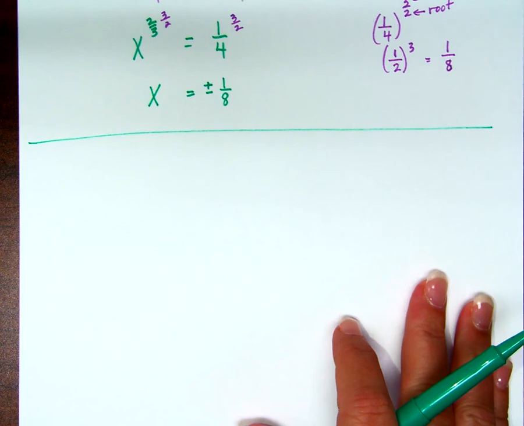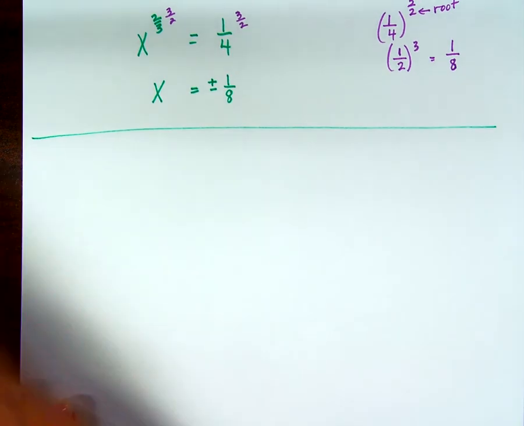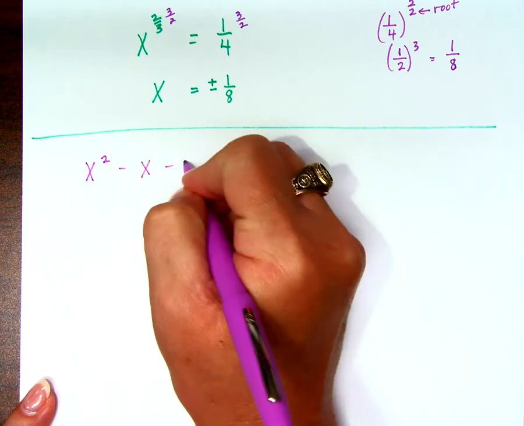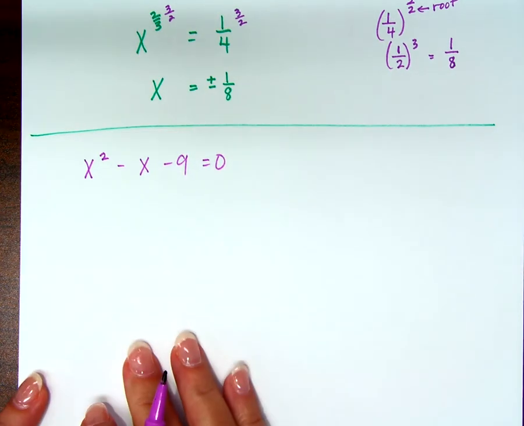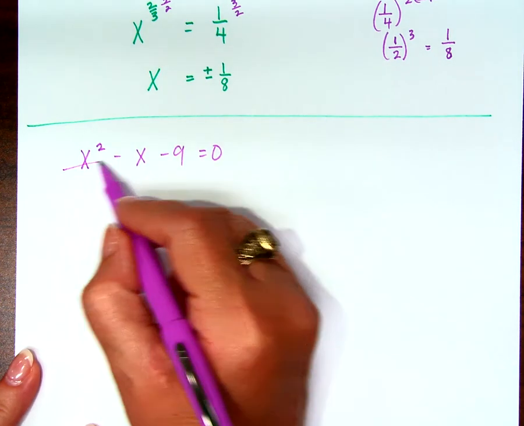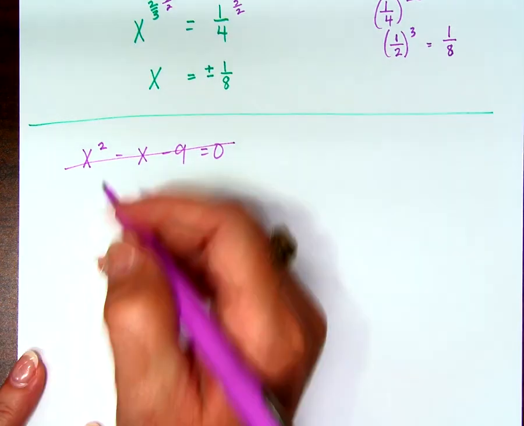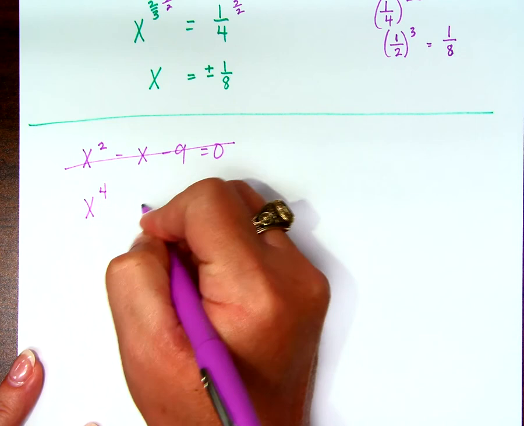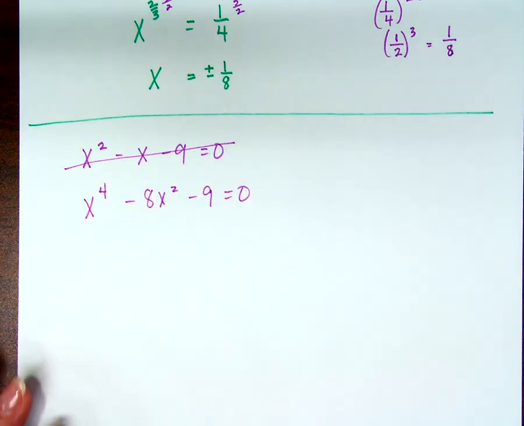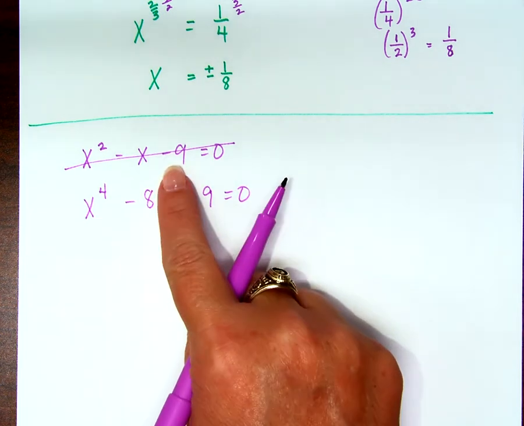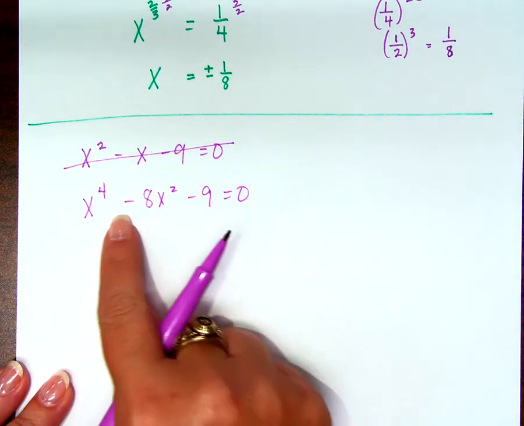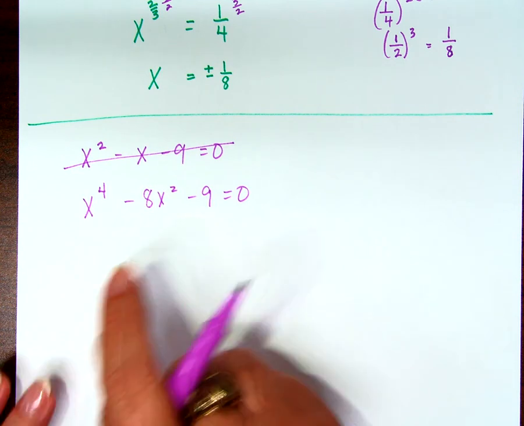So let me ask you this. Could you solve this equation right here? X squared minus x minus 9 equals 0. Could you solve that? That's super easy to solve with factoring, isn't it? But that's not the equation we're doing. We're doing this equation. X to the 4th minus 8x squared minus 9 equals 0. Doesn't that look a whole lot like that one? Do you feel like if you could do this one, then you could also do this one? You should be able to, right?